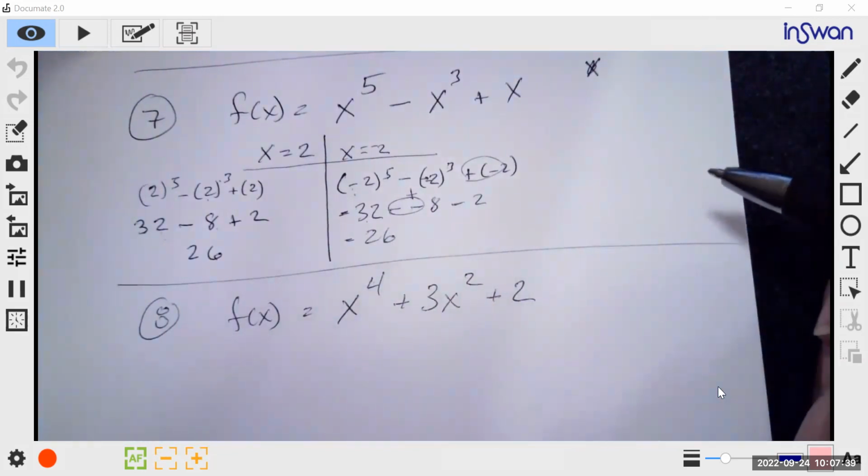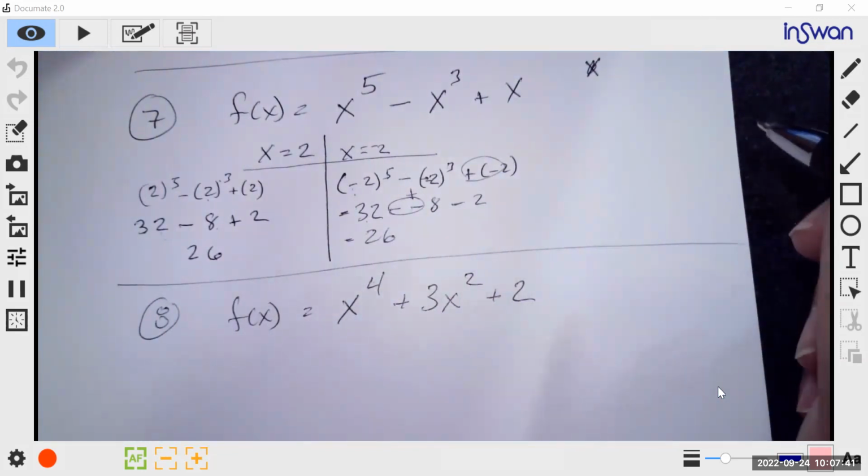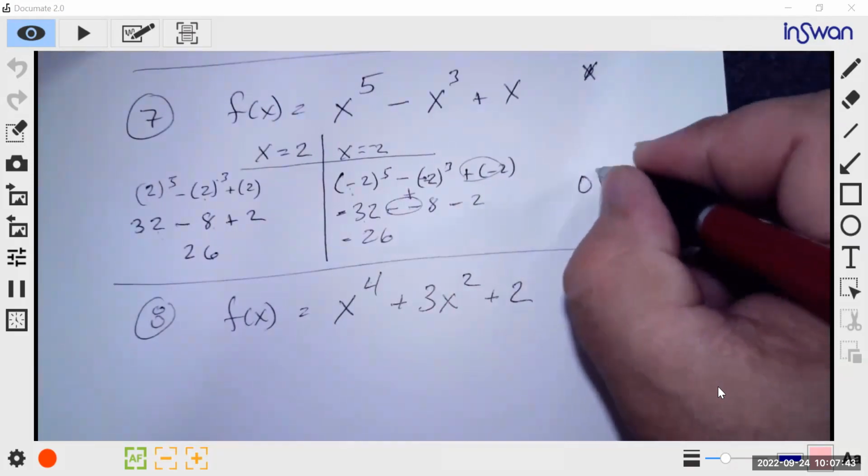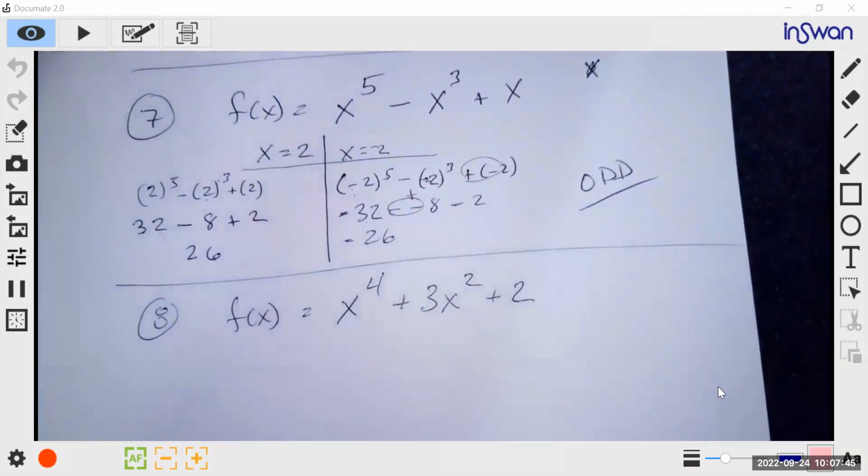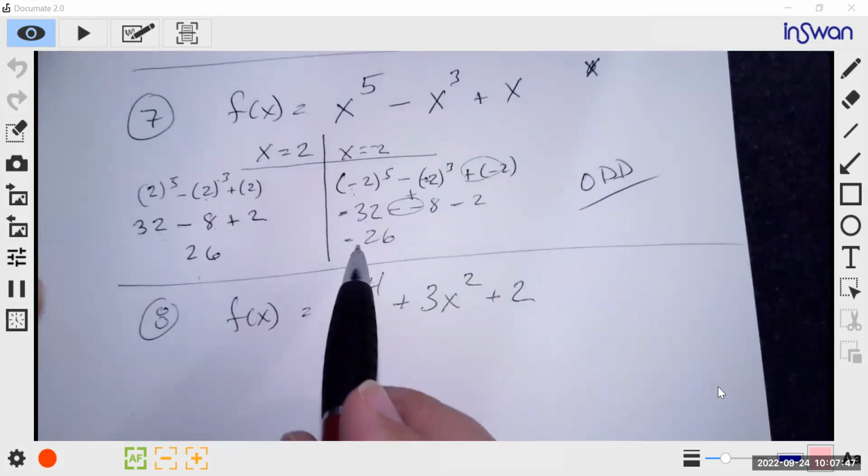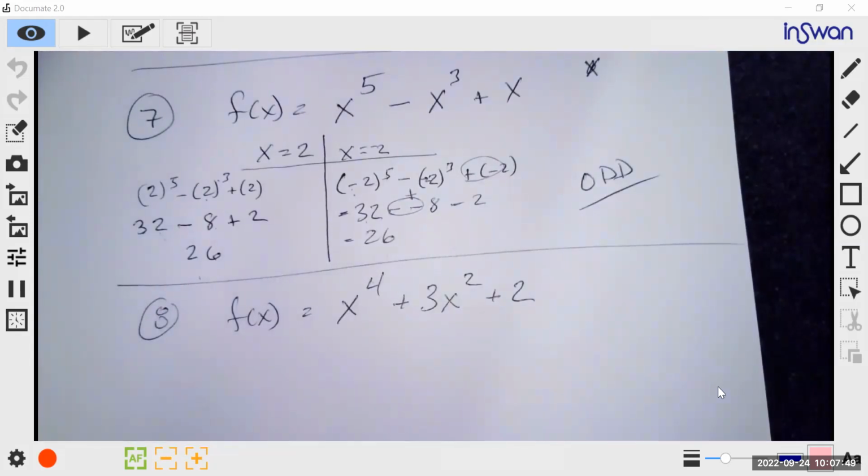So what does that tell us? It's an odd number. Very good. Yes, because you have the same number, 26. One's positive, one's negative, so it's odd.